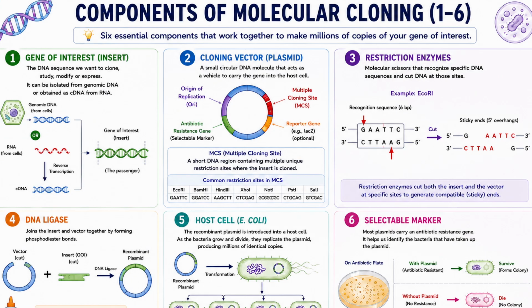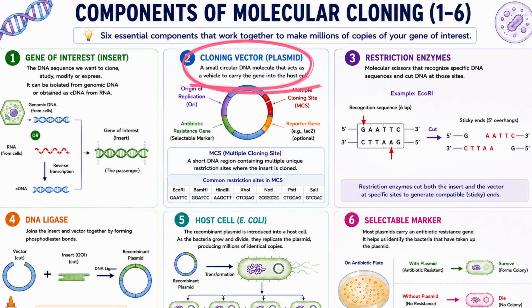So let's understand the basic components of molecular cloning first. Number one, you need the gene of interest, also called insert. This is the DNA sequence that you want to study, to clone, to modify, to express. Either you can get it from genomic DNA or you can isolate RNA from your source and then using reverse transcription you can get cDNA. Then using gene-specific primers you can amplify and isolate your gene of interest.